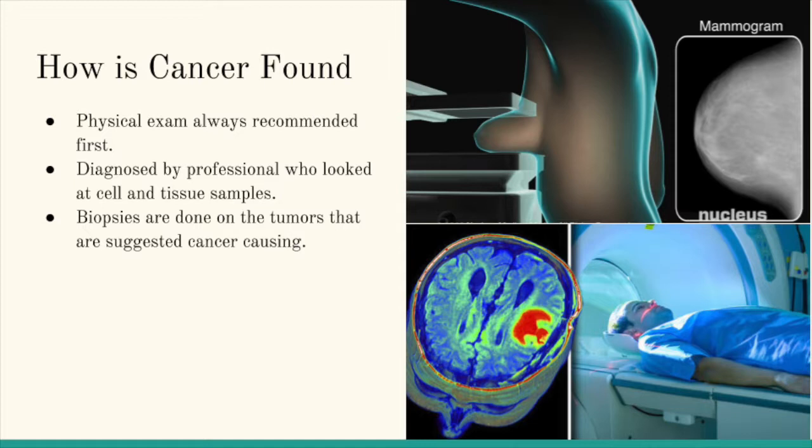How is cancer found? Physical exams are always recommended first because they don't have to do any long exams or any tests. But if they do find something, they usually do a biopsy, or in some cases, like for breast cancer, they do mammograms, which is an x-ray of the breast. They usually can do MRIs or similar scans to get more detail.